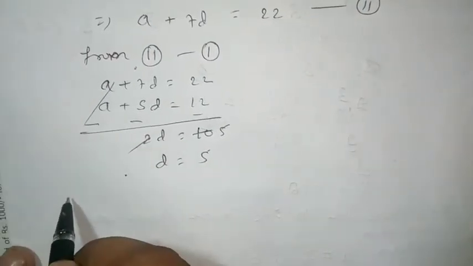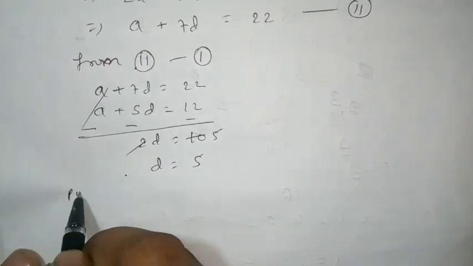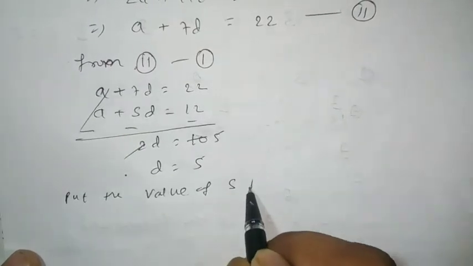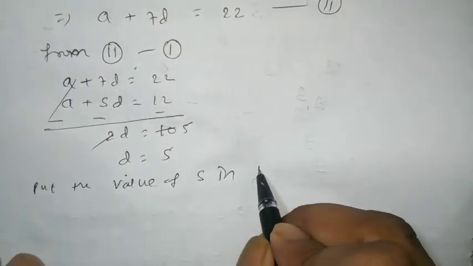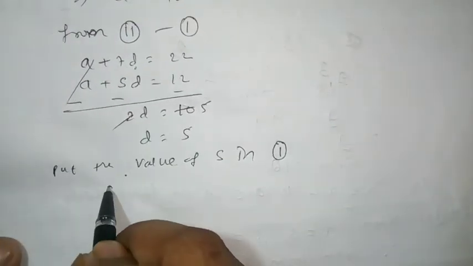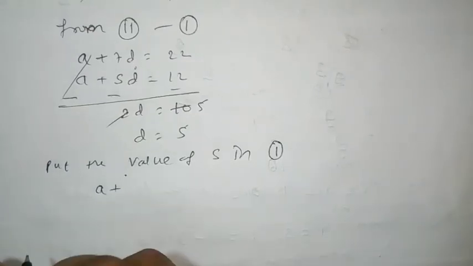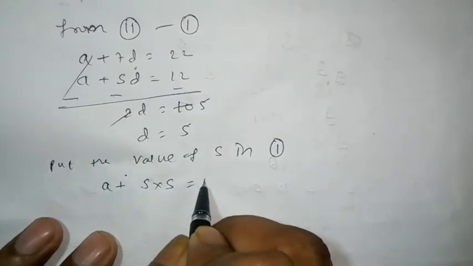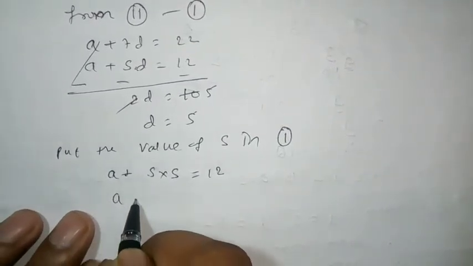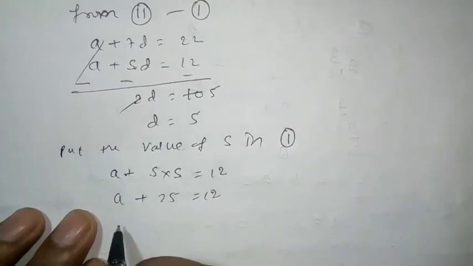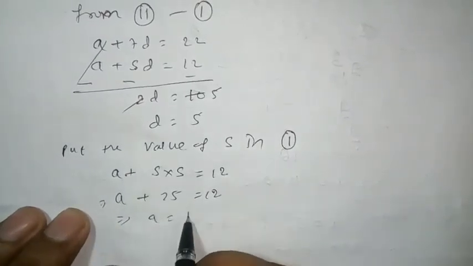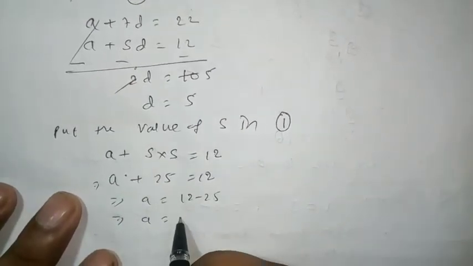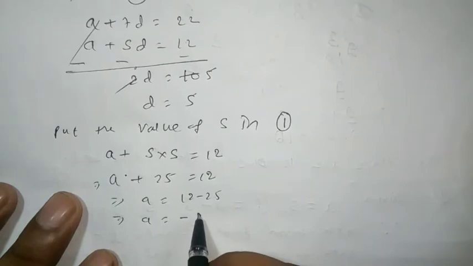Now put the value of D, 5, in equation 1. A plus 5 into 5 is equal to 12. A plus 25 is equal to 12, which implies A is equal to 12 minus 25, so A is equal to minus 13.